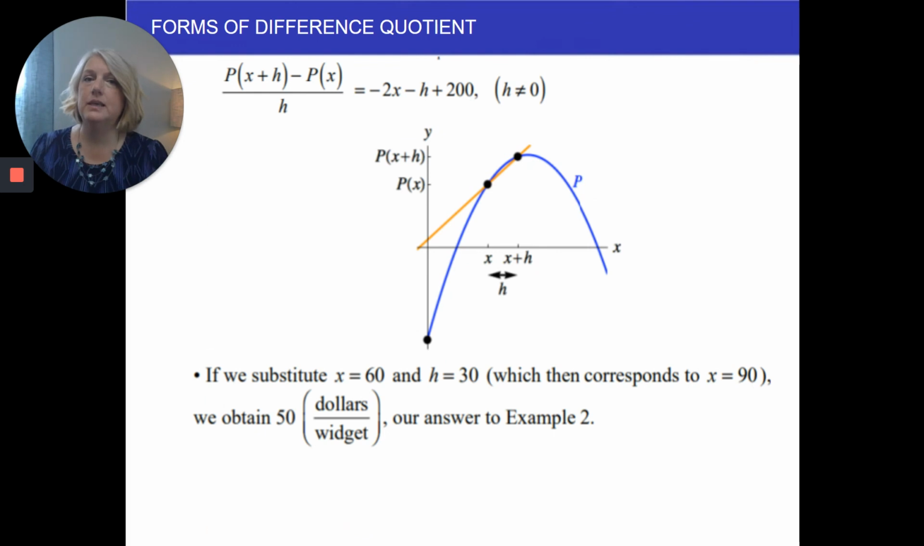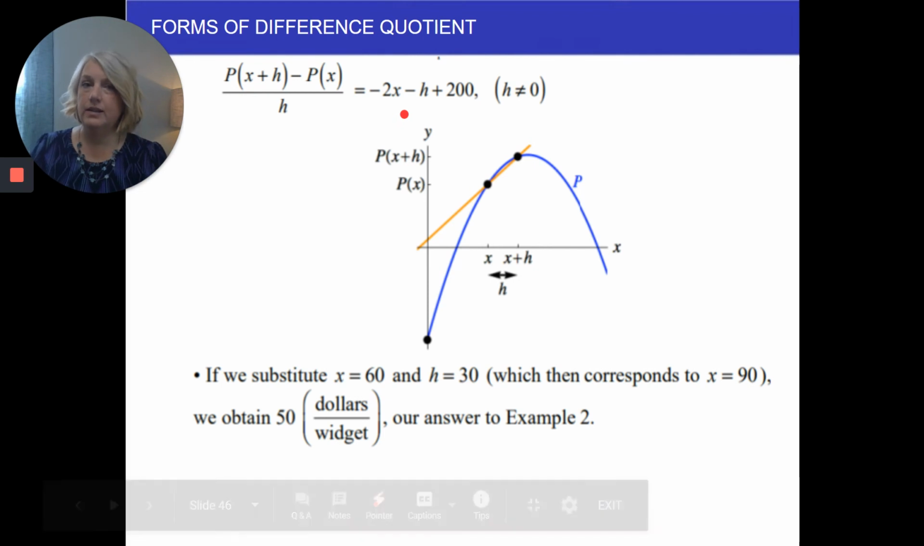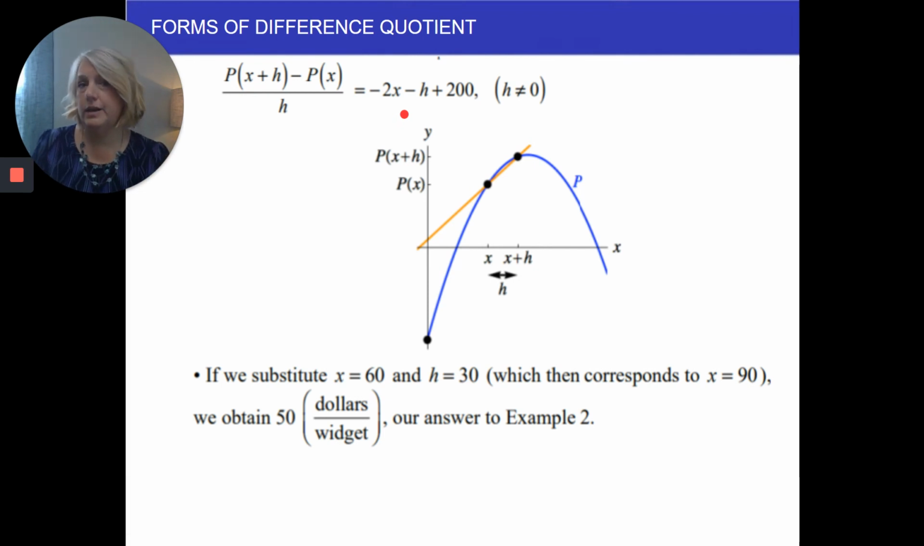And so basically it says that given any starting point and then moving any distance away from that, I can calculate the slope of the secant line or the average rate of change by plugging in those two values. So if we're starting at 60 and h is 30, if I put 60 and 30 into this formula, I would have negative 2 times 60 minus 30 plus 200. You're going to end up back at the $50 per widget that we had.